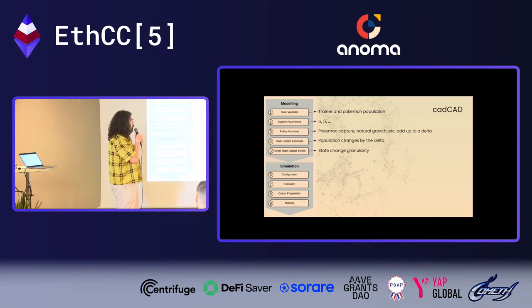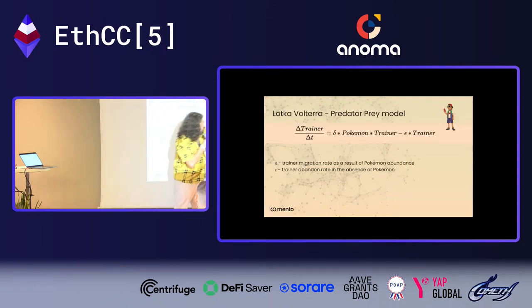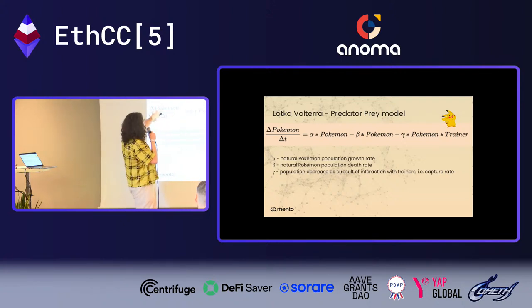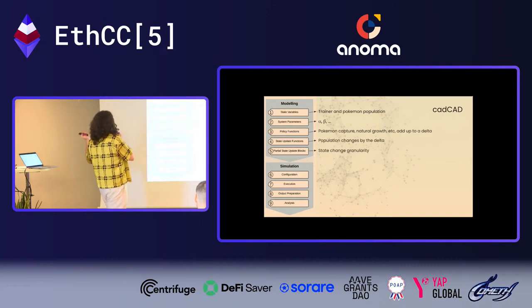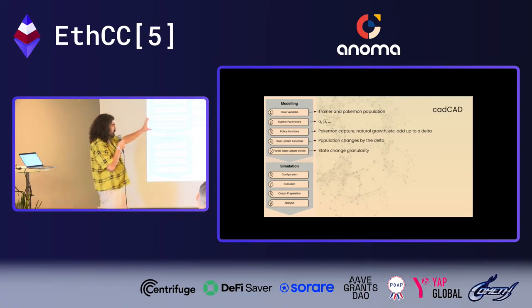And the policy functions are the individual logic that we had here. This term can be thought of as a policy, the trainer migration policy. And that term there is the abandon rate, which is a different policy of the system, and they add up. The same for the Pokemon: this has three policies that dictate the change in that state variable. Right, and the state update functions: we have those three policies, so we computed those deltas and we changed the state with that delta inside of a function. cadCAD has something called partial state update blocks, which are the granularity of state updates. So we can sequence what happens in order, and then cadCAD just iterates over those state update blocks.